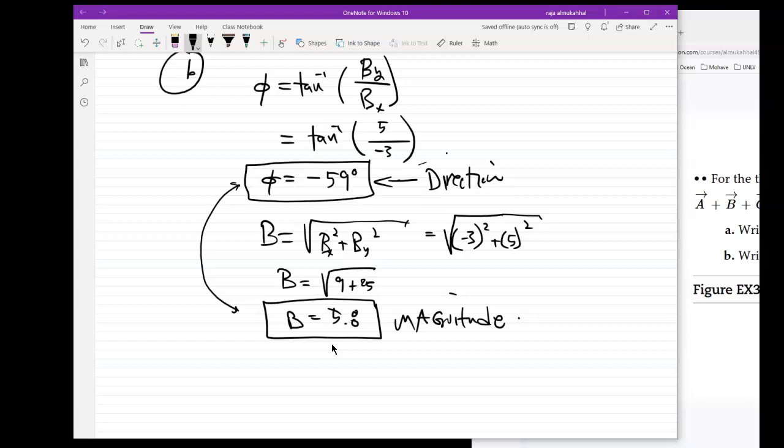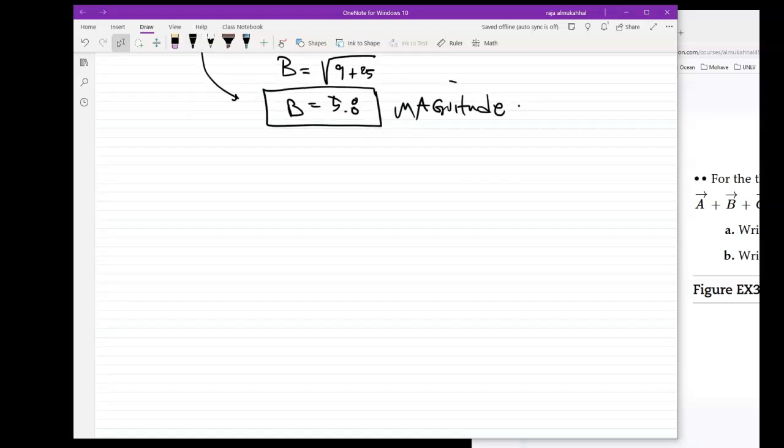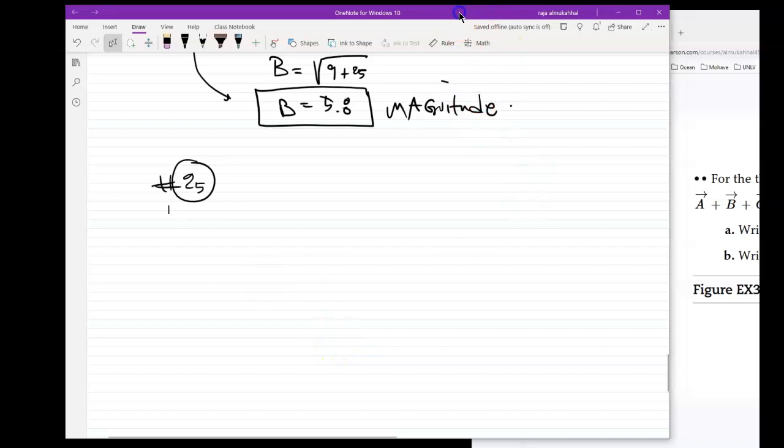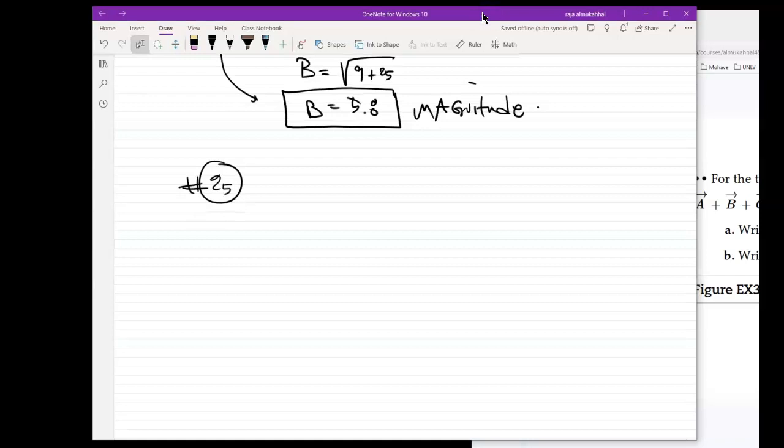Let me do one more. Number 25, and then I'll move on to projectile motion. Number 25. Let me go back to 25 here.